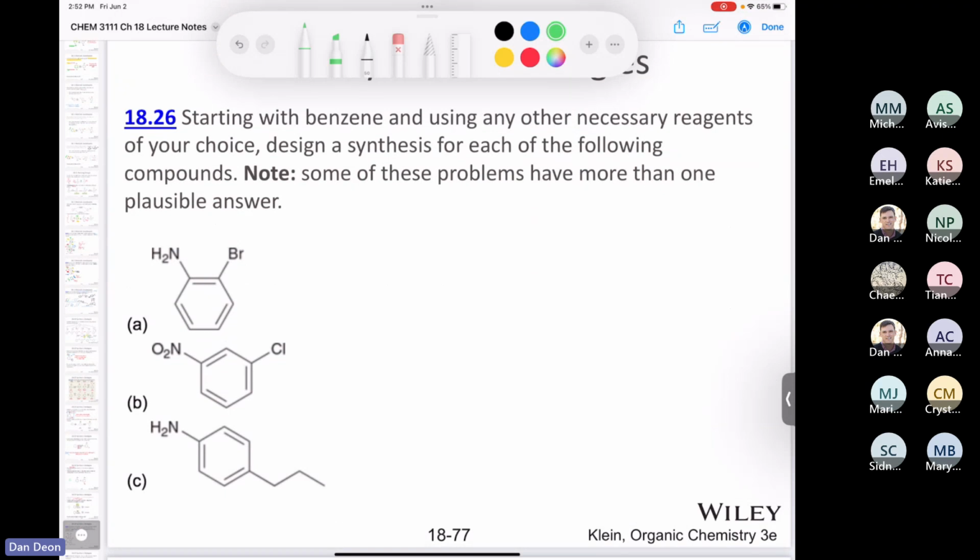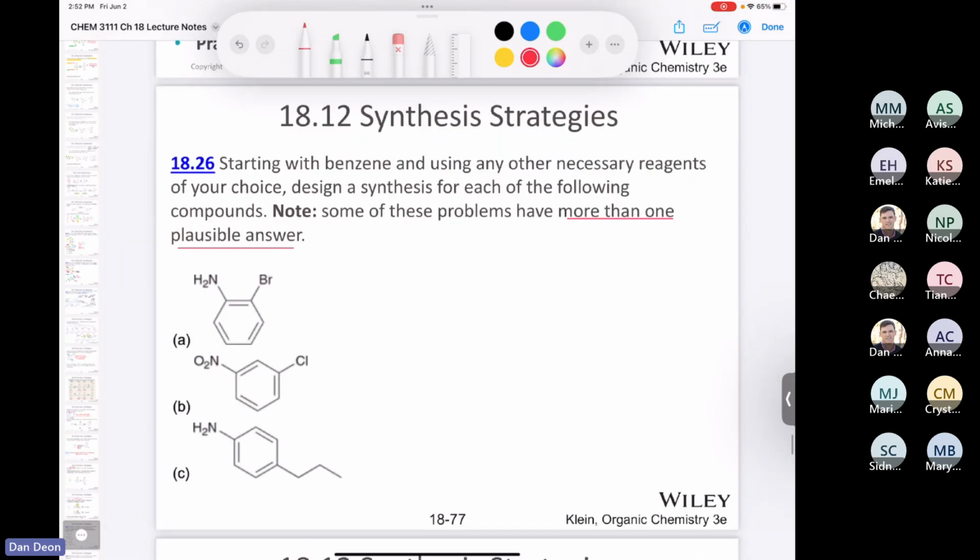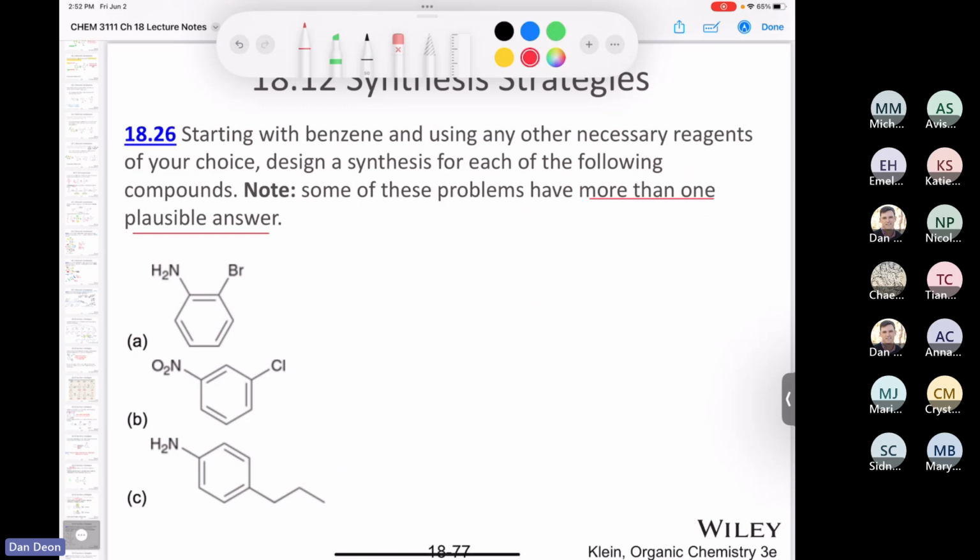18.26, it says starting with benzene and using any other necessary reagents of your choice, design a synthesis for each of the following compounds. Note, some of the problems might have more than one plausible answer. That's something you're going to see more and more of as we move along, right? More than one plausible answer. Not that every question has a million answers, but some of them have more than others.